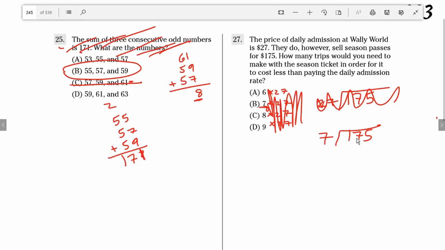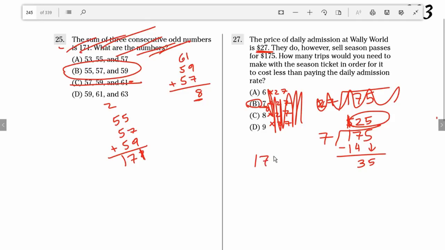Does 7 go into 1? It doesn't. Does 7 go into 17? It does twice. 7 times 2 is 14. 17 minus 14 is going to be 3. Drop down this 5. 7 goes into 35 5 times. So in other words, if you were to use your season pass and go to Wally World 7 times, it would be the equivalent of paying $25 each time, which is less than 27. Okay? Let's see if 8 is less than 27. If not, we know 7 is going to be our answer.